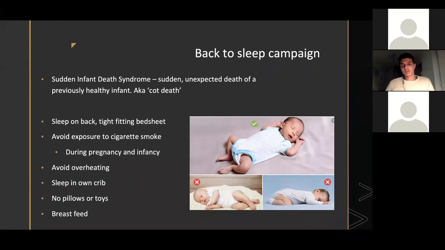Sleep in their own crib. If they sleep with the parent in bed, I don't know exactly what the mechanism is. It's not detailed, but I imagine there's some sort of crushing injury risk, or again, asphyxiation risk, which is pretty horrible for everyone concerned. No pillows or toys, again, for the same reasons. And breastfeeding seems to have an impact on sudden infant death syndrome and reduces the risk of that for, again, reasons I can't really explain, I'm sure are very obscure.